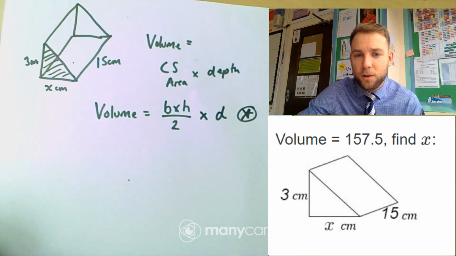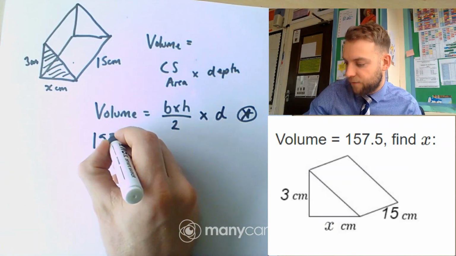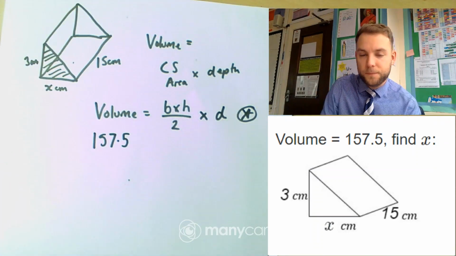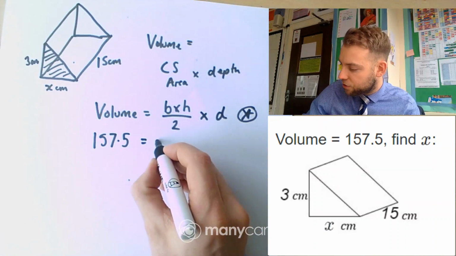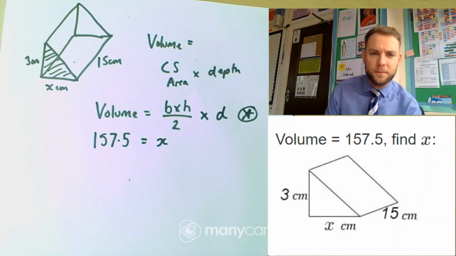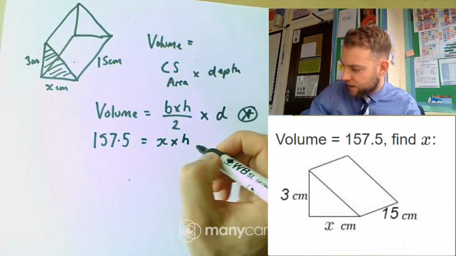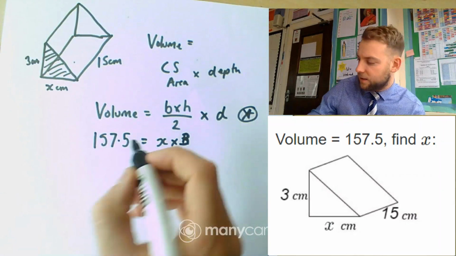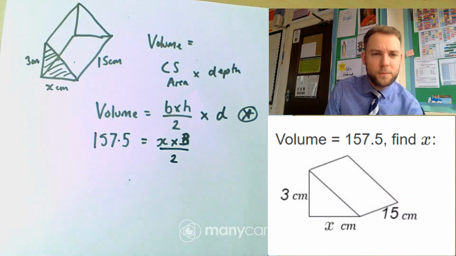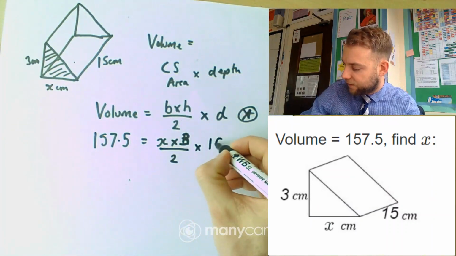So it tells me what the volume is. This volume is 157.5, which is equal to my base, which I don't know, which is called x, times by the height, which in this case is 3, divided by 2, times by my depth, which in this case is 15.